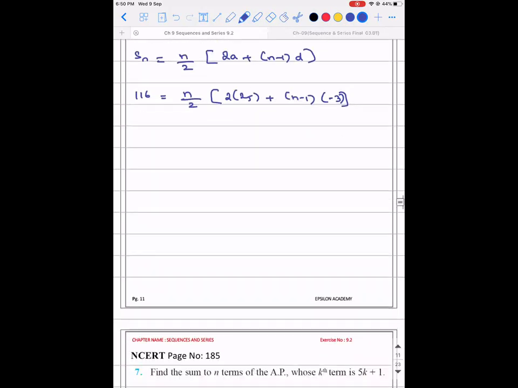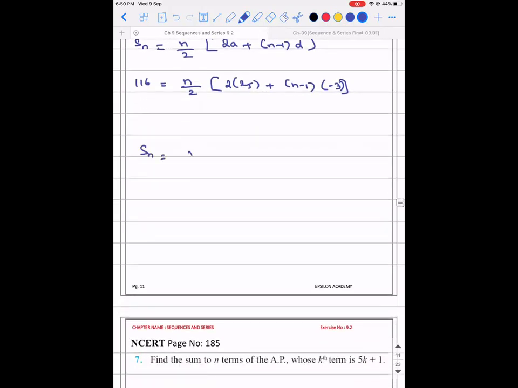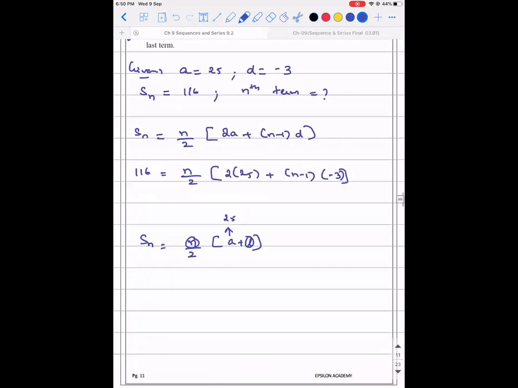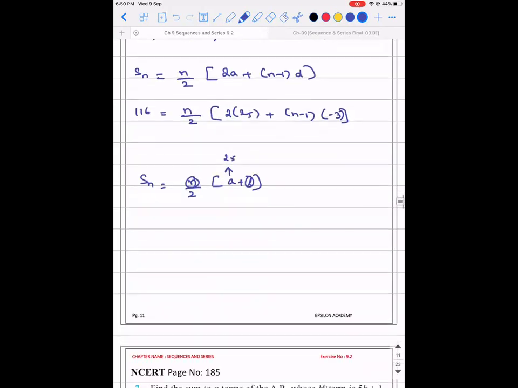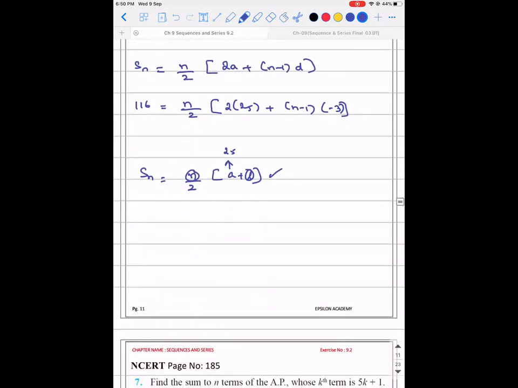See, I'll tell you what I'll do and show. So you want to do it like this, no? N by 2 into 2a plus l. We know that a is 25, l is what they have asked, but you don't know the number of terms also, no? Because they told the sum of a certain number. You don't know how many numbers. So one equation, two unknowns, you cannot solve. Okay, I understand. Okay, so don't do that.